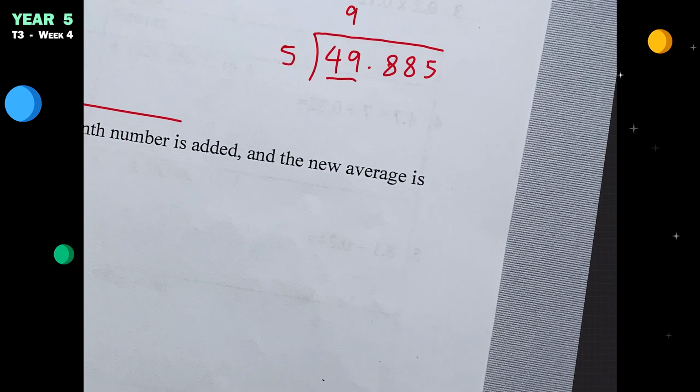9 times 5 is 45. You do subtraction, you get a remainder 4. Bring the next number down, 8. Ignore the decimal for now. We'll put the decimal in later. Just imagine there's no decimal.